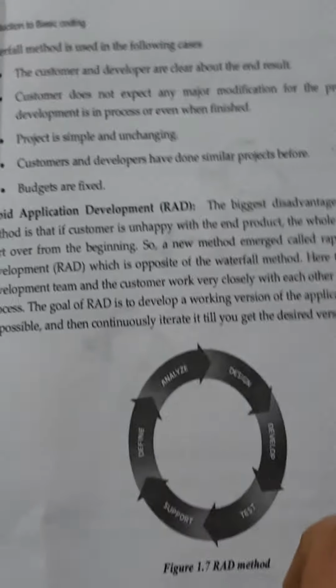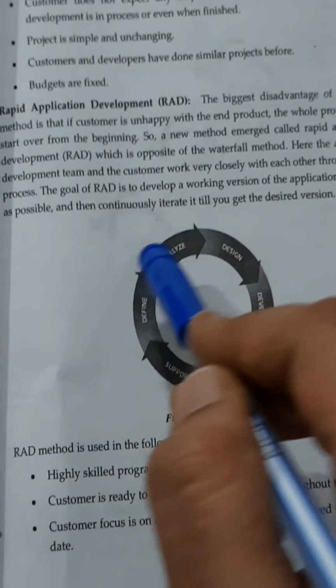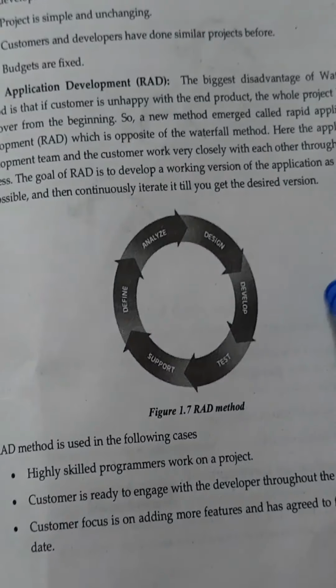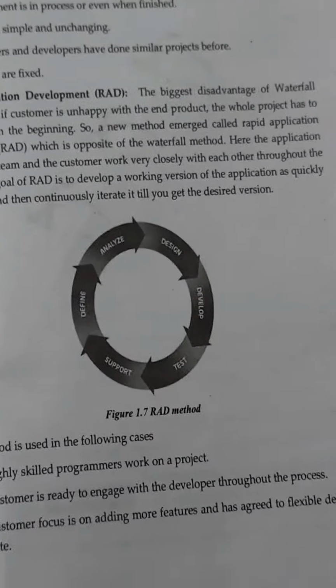Now, rapid application development is similar to agile development. Here also you will do it step by step. That is, you will develop some module, and then you will develop the second one and attach it to that, and again you will develop one more and attach it to that. In that way it works.